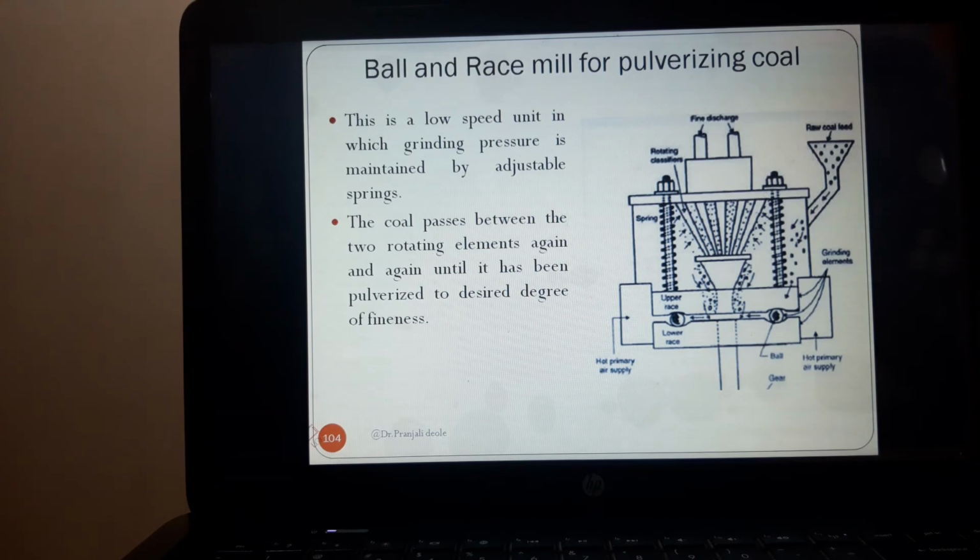The coal passes between two rotating elements again and again until it has been pulverized to the desired degree of fineness. This is a figure which shows a ball and race mill. Mill feeder and fan require up to 14 kilowatt hour per ton of coal pulverized. As I said, this is a low speed unit in which grinding pressure is maintained by adjustable springs. These are the two adjustable springs, and the coal passes between the two rotating elements again and again until it has been converted into powdered form, or pulverized to the desired degree of fineness.